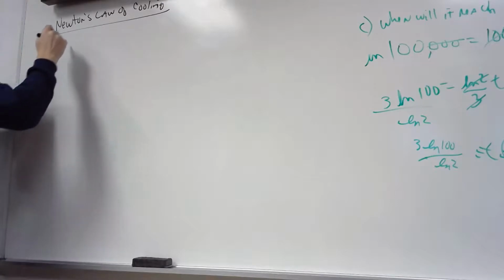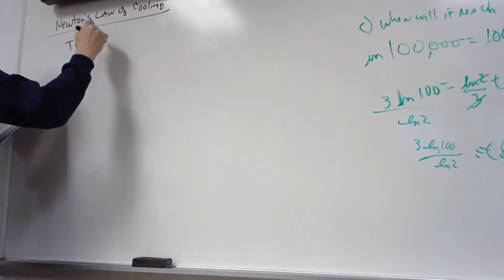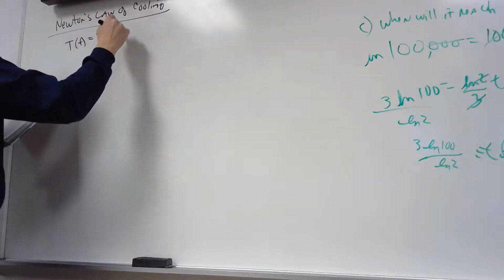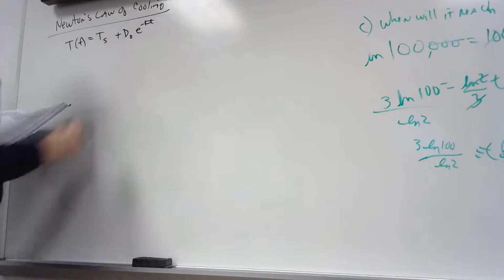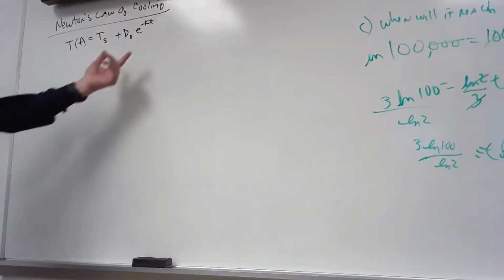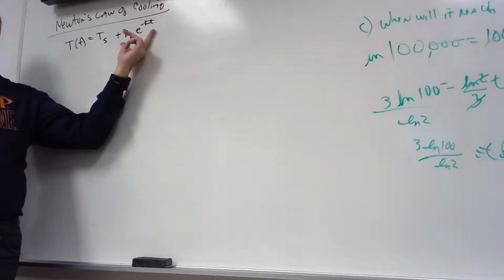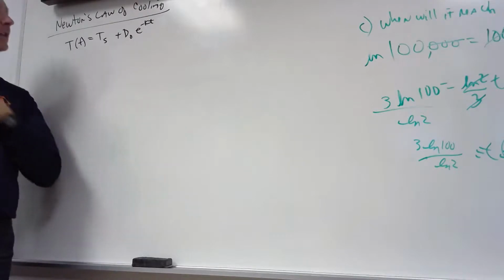Okay, so it's basically T of t equals T sub s plus D sub 0 times e to the minus kt. Now, do you see here, even though they're using a bunch of different letters, this is basically PERT. Do you see that? P-E-R-T. It's the same thing, okay?